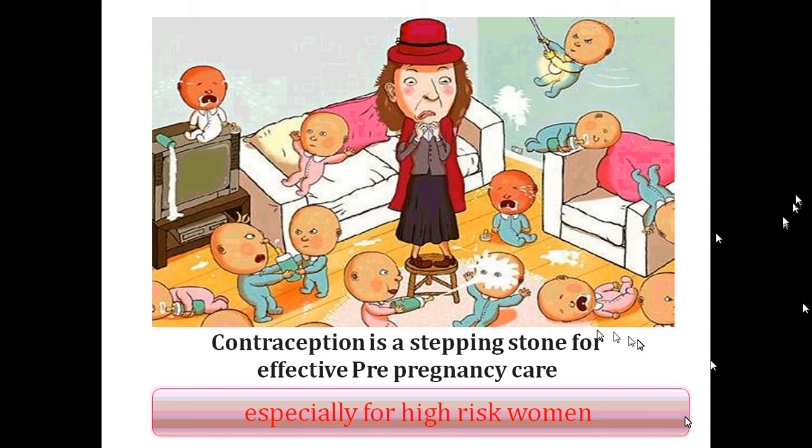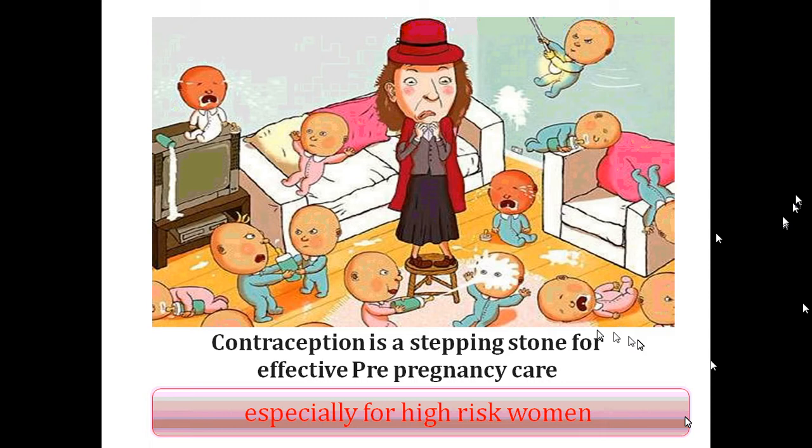What are the contraindications of using these combined contraceptive pills? We have absolute contraindications and relative contraindications. Absolute contraindications include less than 6 weeks postpartum if breastfeeding, due to decreased breast milk.